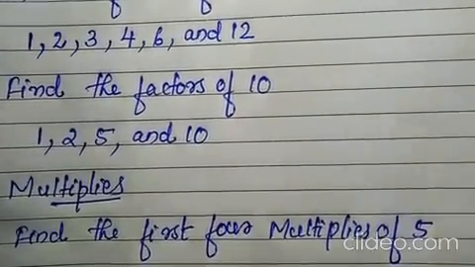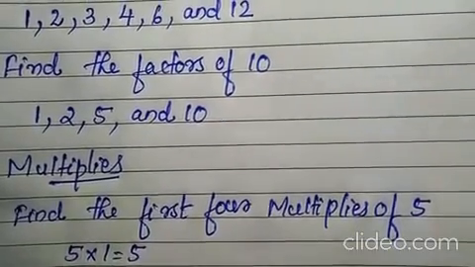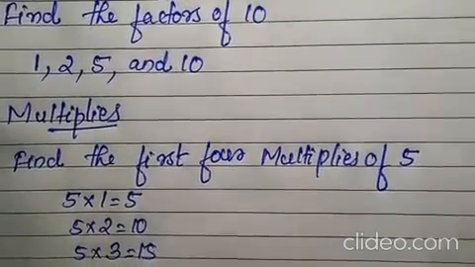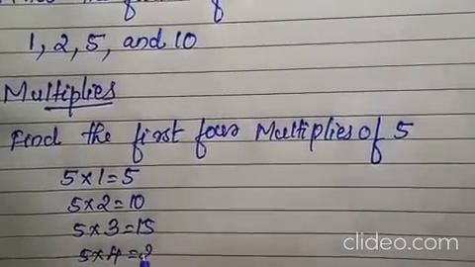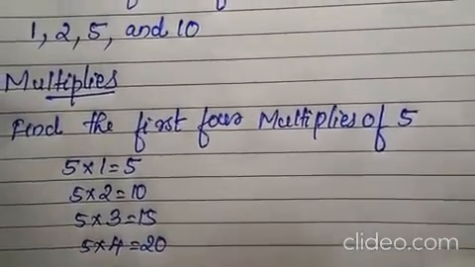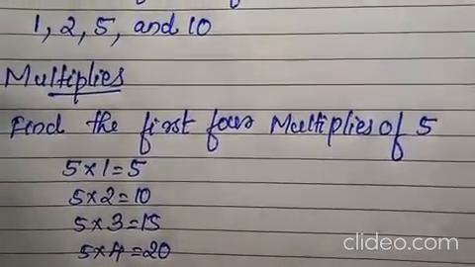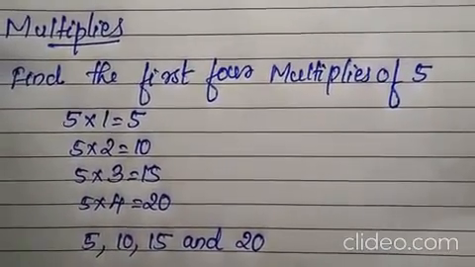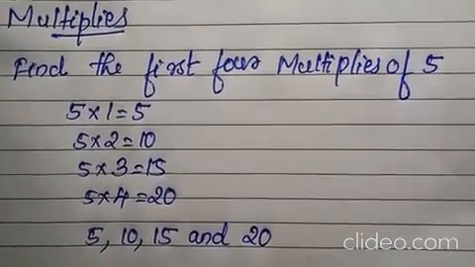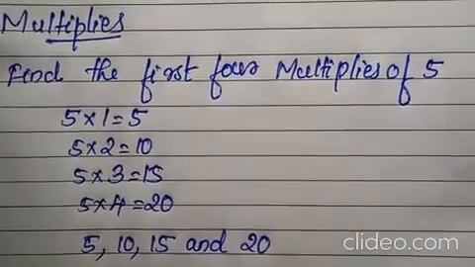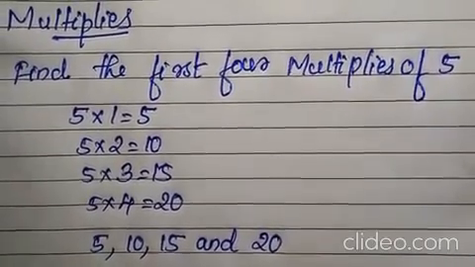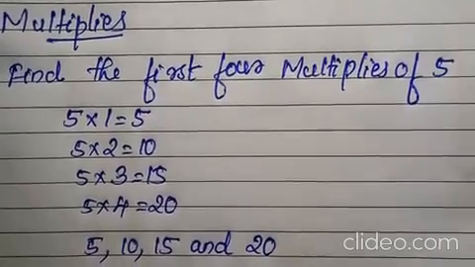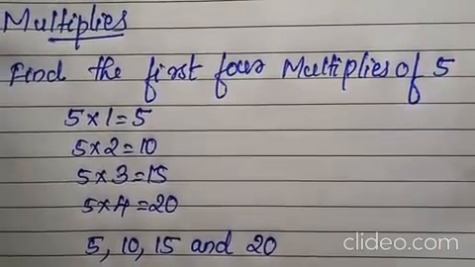Just look at the table. 5 table. 5 ones are 5. Then 5 twos are 10. Again 5 threes are 15. 5 fours are 20. So 4 multiples we got. Which are they? 5, 10, 15 and 20. In this way we are finding multiples. Don't confuse factors and multiples. Factors are very easy. Whichever table exactly divides the number, that is the factor. Multiple means you just think about which is the multiple of that particular number. Understood?